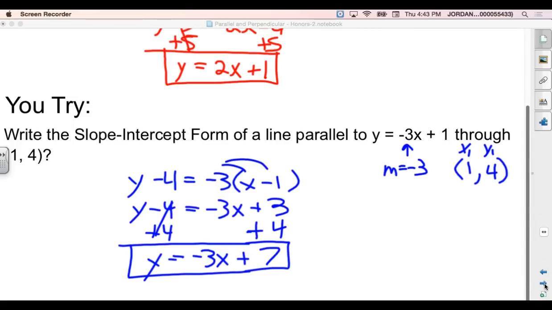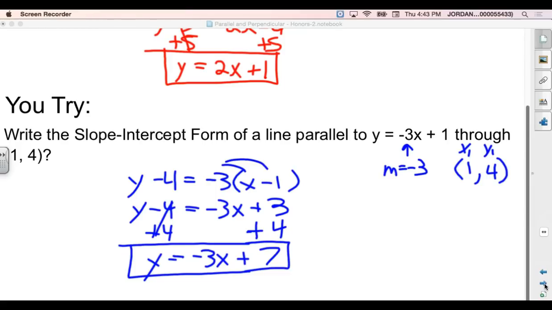So we've got to have the same slope as that line if we're going to be parallel. So we've got to use the slope negative 3, so it's the same as that line. And we're also going to use the point (1, 4) because we want to go through that point. So we take that slope, negative 3, and the point (1, 4) and plug them into point-slope form.